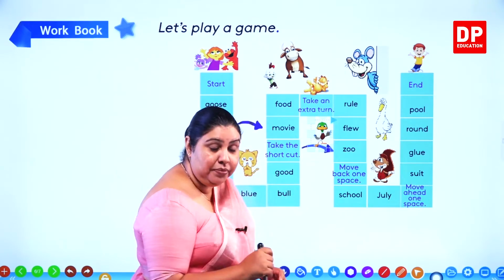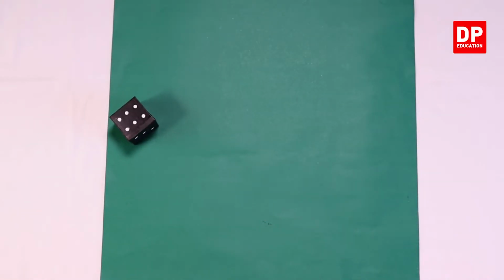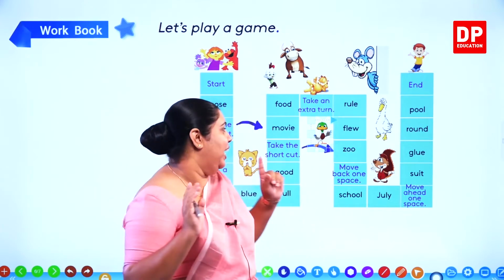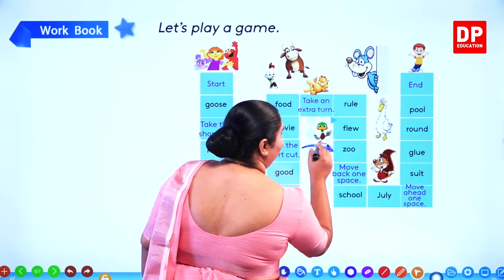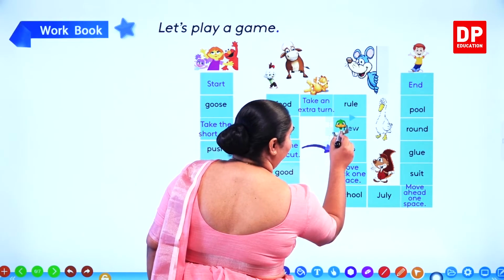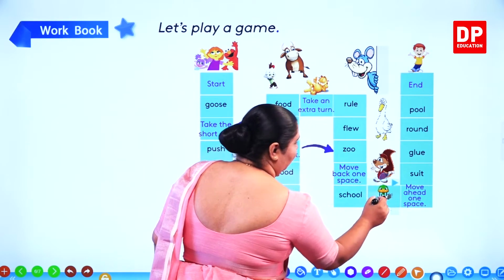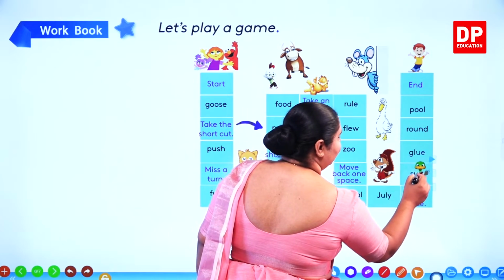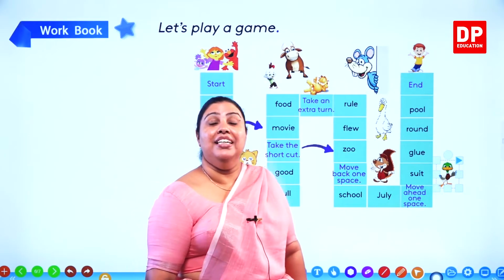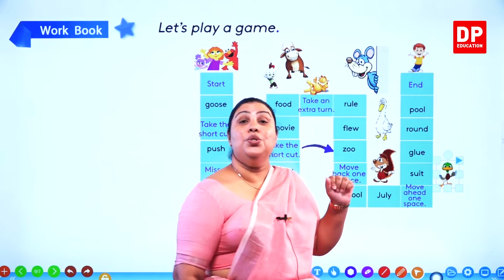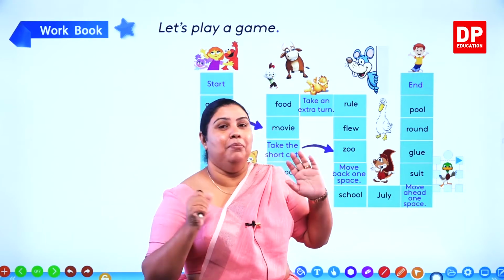Flew. Now I'm going to throw my dice once again. Let's see. Oh, I have got number 6. Now I can move forward 6 squares. ඔන්න teacher යනවා. පුතාලා teacherත් එක්ක count කරන්න. දැන් අපි ඉන්නේ flew එකේ. 1, 2, 3, 4, 5, 6. Oh, I have come to this square. What is my word? The word is suit. Suit is my word. I have come 6 numbers forward.